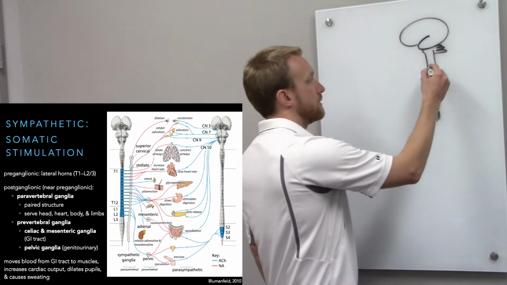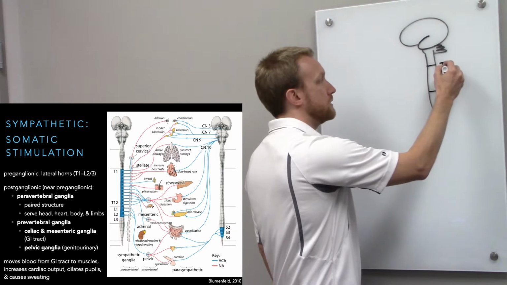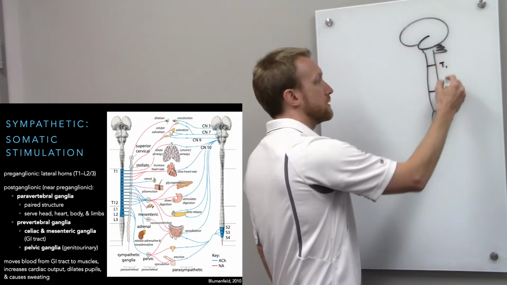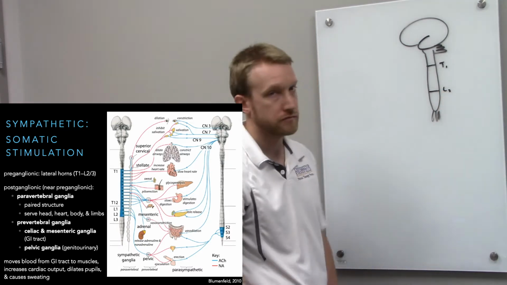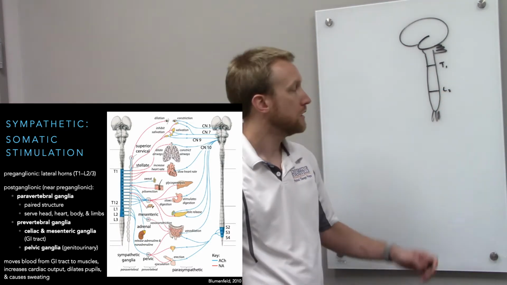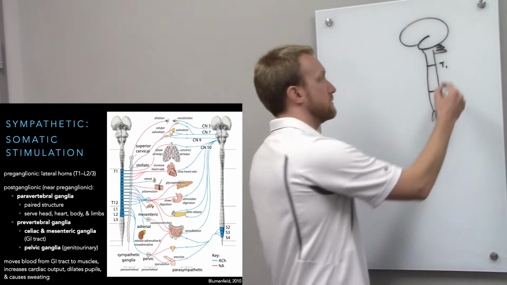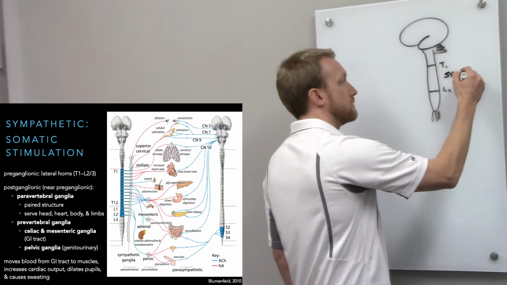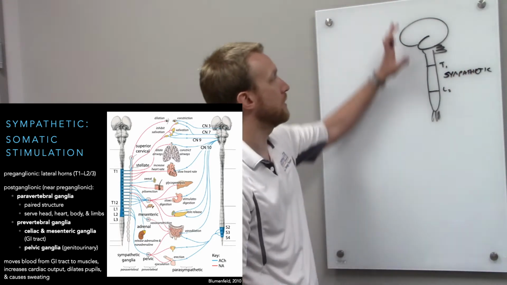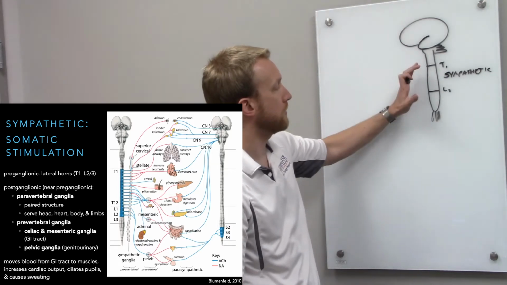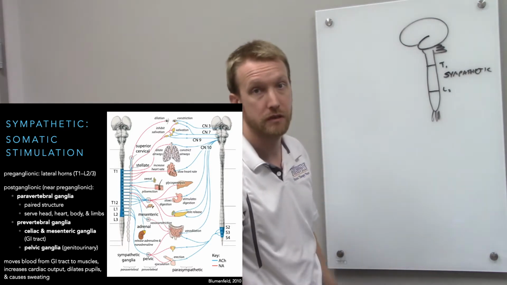The sympathetic preganglionic neurons live in the thoracic and upper lumbar regions. So this is our preganglionic sympathetic neurons. All preganglionic neurons are within the brain or spinal cord. In this case, spinal cord. So all preganglionic are in the central nervous system.